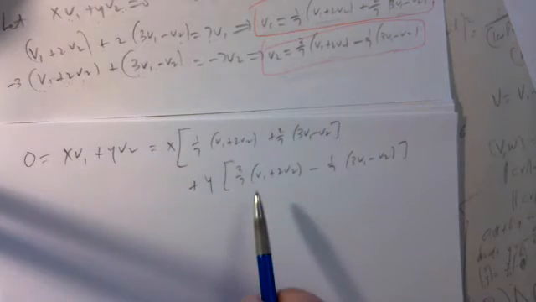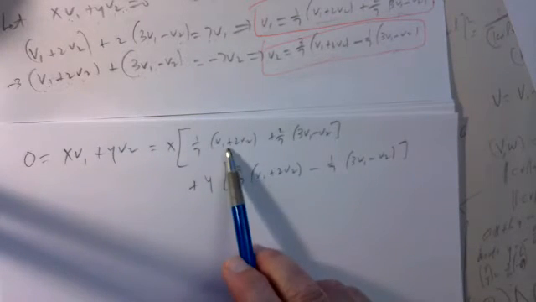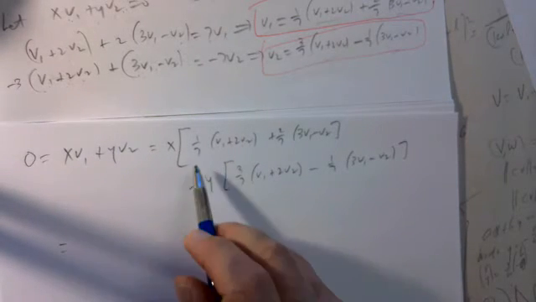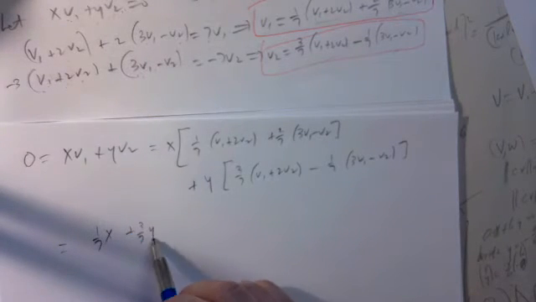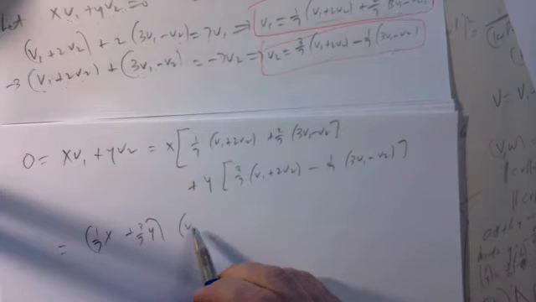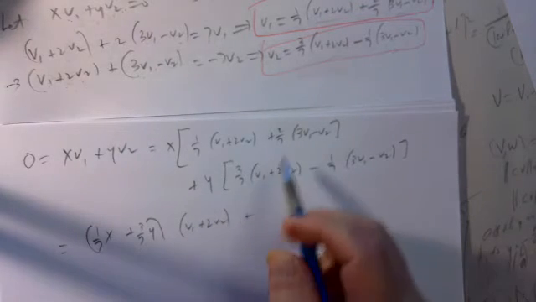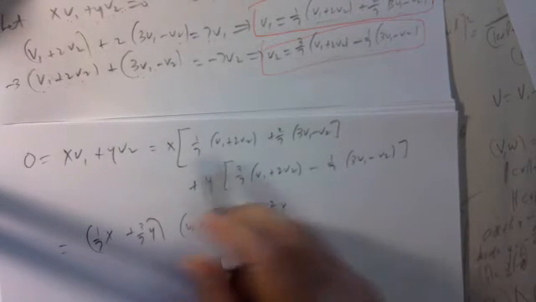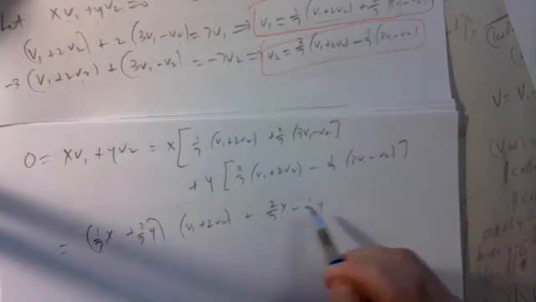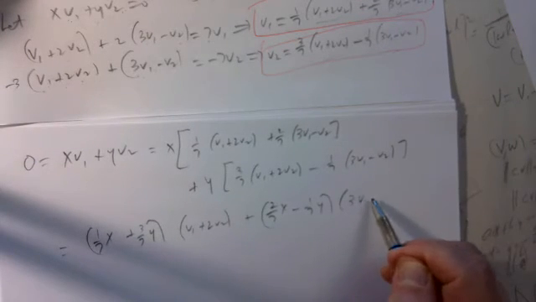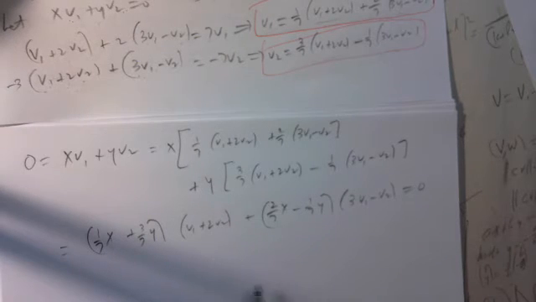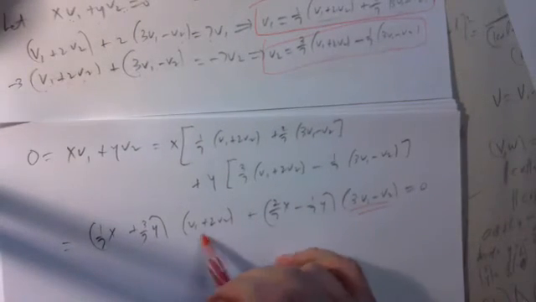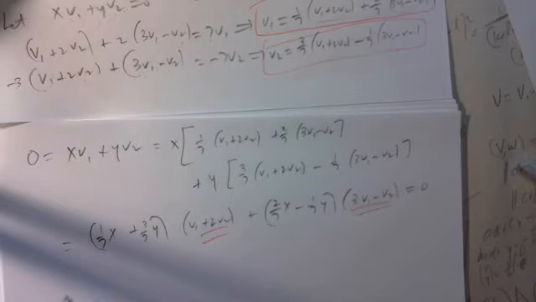So if I just rearrange, what is multiplying this vector v1 plus 2v2? I have (1/7 x plus 3/7 y) times the vector v1 plus 2v2, plus (2/7 x minus 1/7 y) times the vector 3v1 minus v2. And that's supposed to give me 0. But I know these vectors are linearly independent. So the coefficients have to be 0.